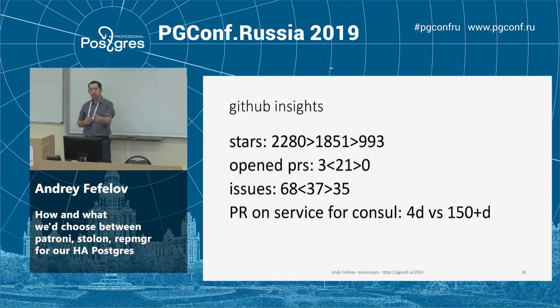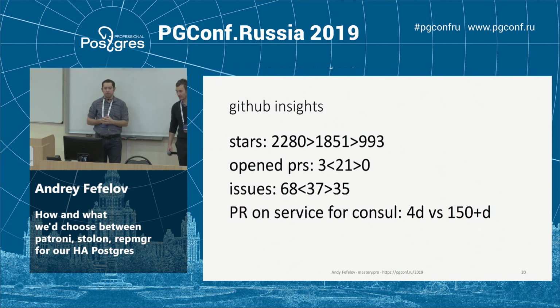Just one second. Take a look. Millions of lemmings couldn't make a mistake, but if you look at GitHub, the first figure is patroni, second stolon, third is repmgr. Just take a look at how these products differ, and you can draw your conclusions from this.